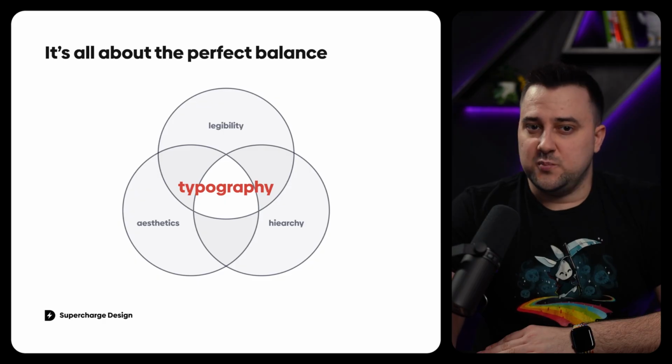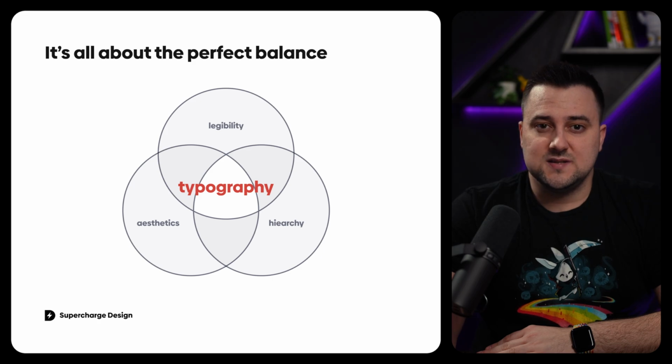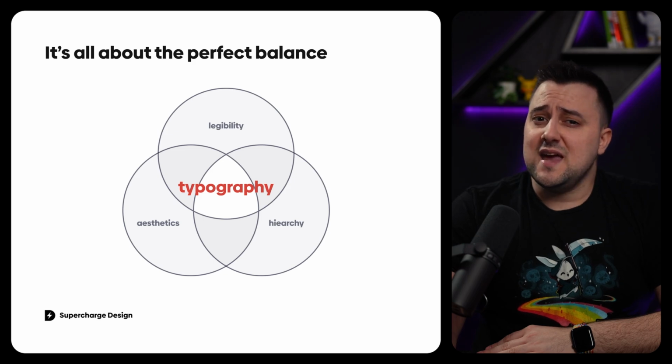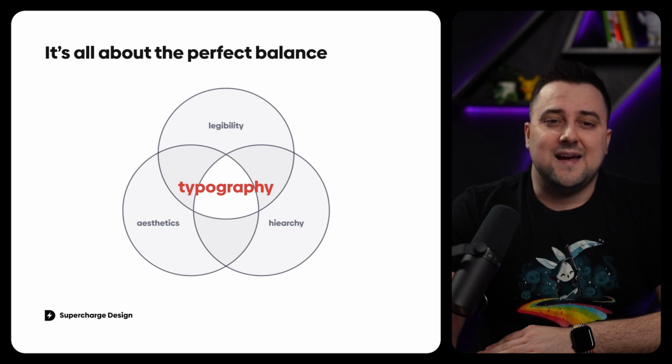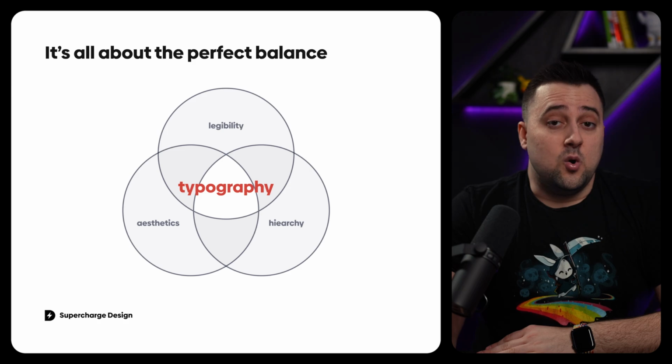That leads me to the main point of this video. As designers, we need to balance aesthetics, legibility, and visual hierarchy. It's all about balancing those 3 pillars, like a pro. That doesn't mean that every product we design needs to be highly legible at all times.